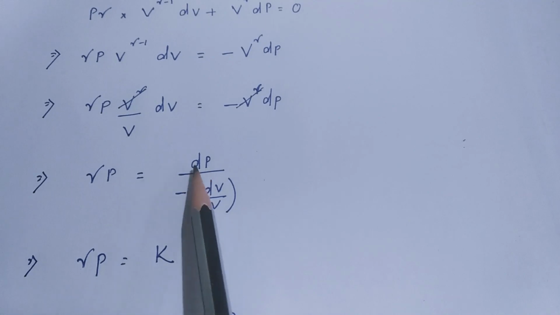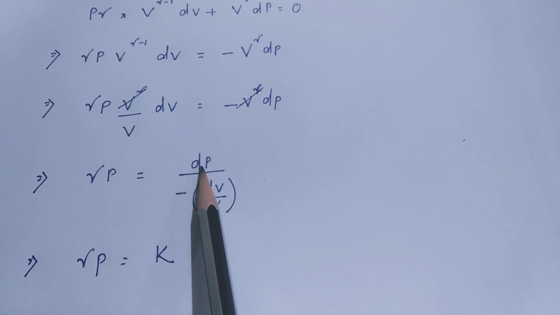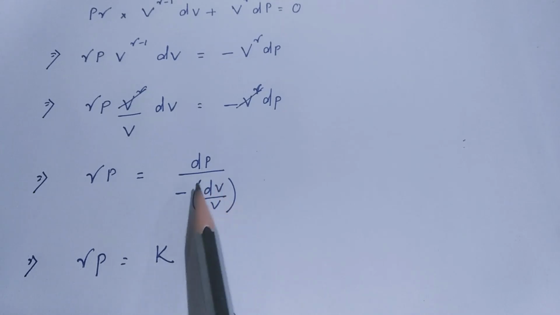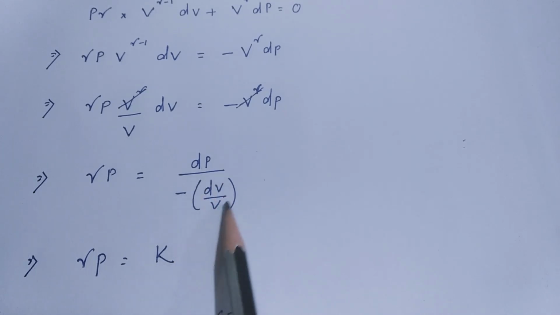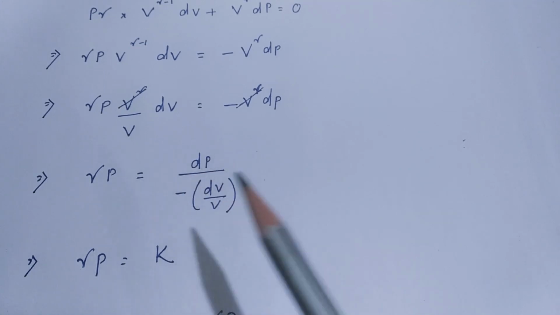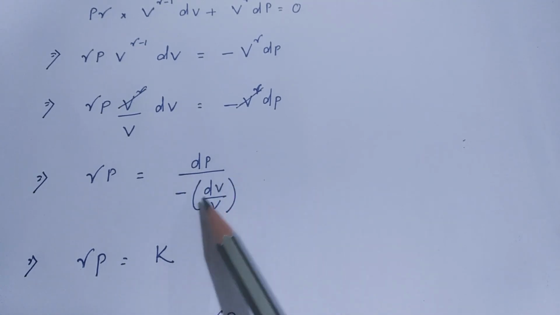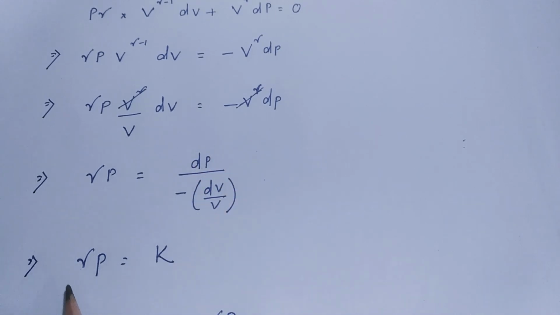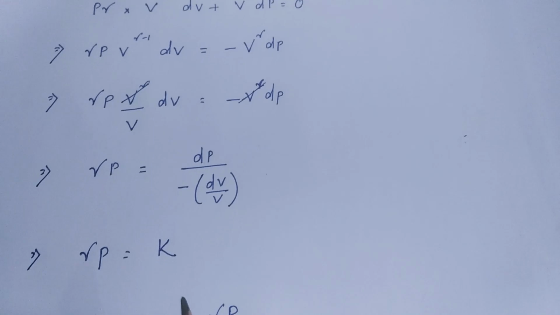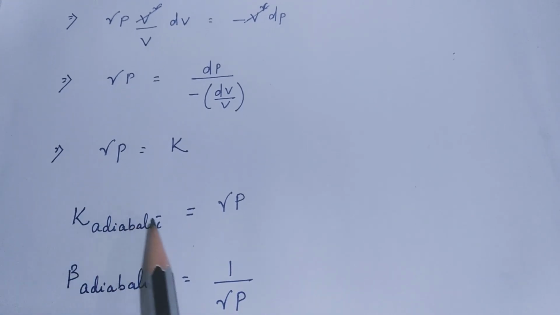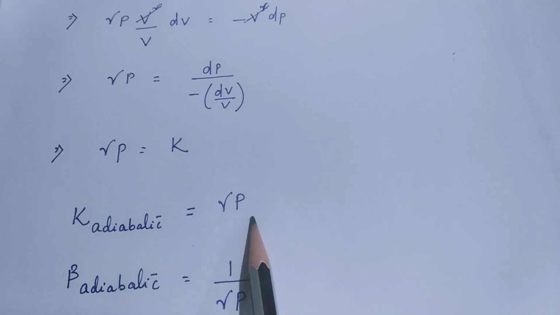See, here dP is change in pressure, and minus dV by V is volumetric strain. So here we consider this dP by minus dV by V as bulk modulus. So we can say gamma P equal to K. So the bulk modulus for adiabatic process of gas is equal to gamma P.